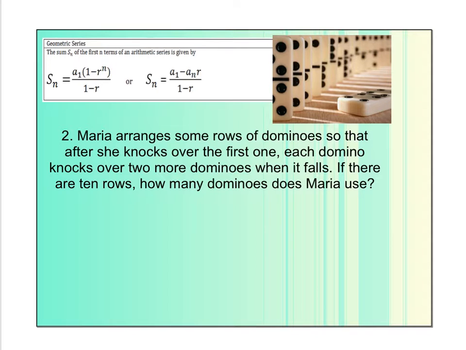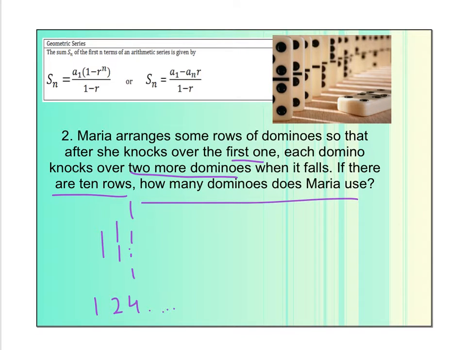Now take a look at what I got. Maria arranges some dominoes so that after she knocks over the first one, each domino knocks over 2 more dominoes when it falls. If there are 10 rows, how many dominoes does Maria use? Row 1 is 1 domino, then there are 2 dominoes, then each one knocks over more, and so on and so forth for 10 rows. So how many does Maria use in 10 rows?